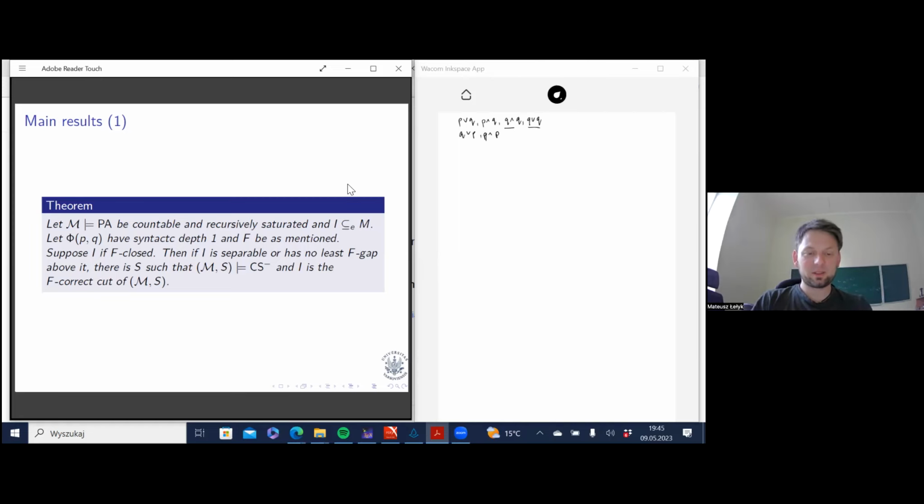So the essence of this theorem is that we have these two conditions, separability and having no least F gap, which enable us to construct a satisfaction class for which this cut I is exactly the F correct cut of MS.